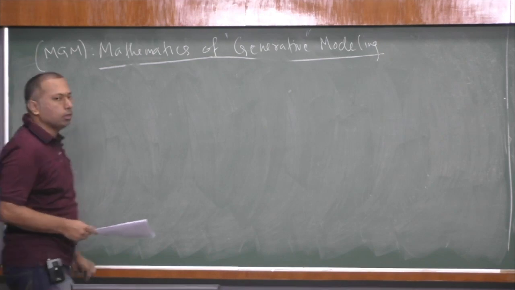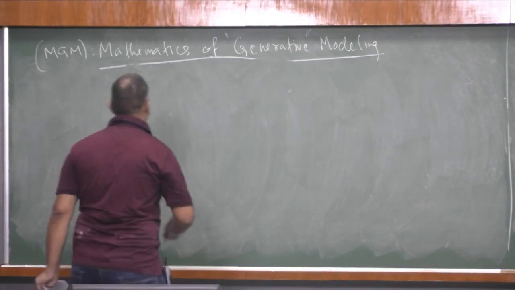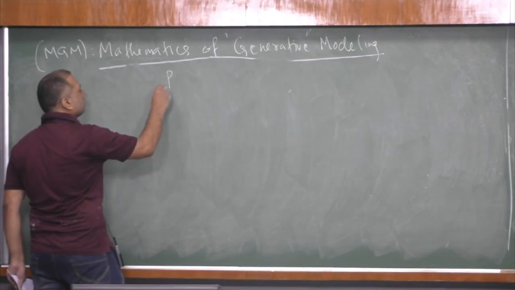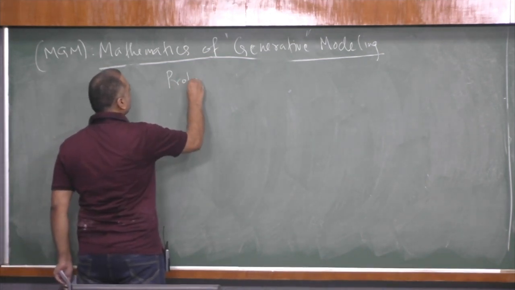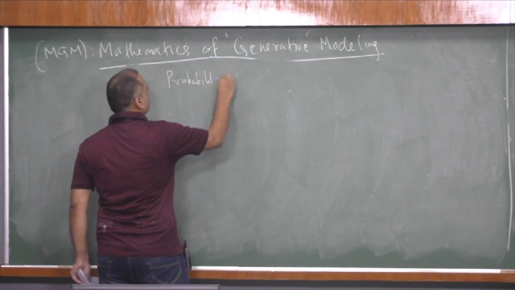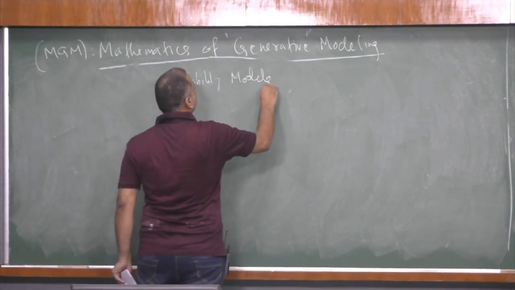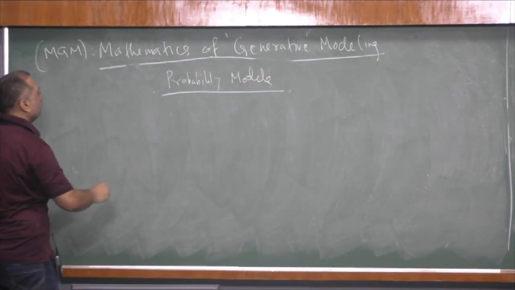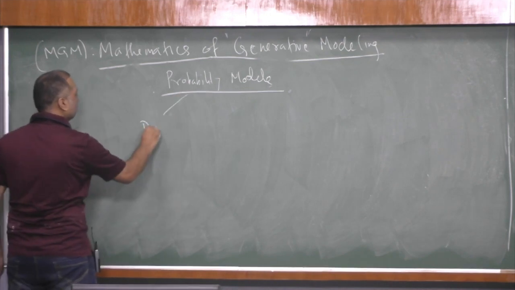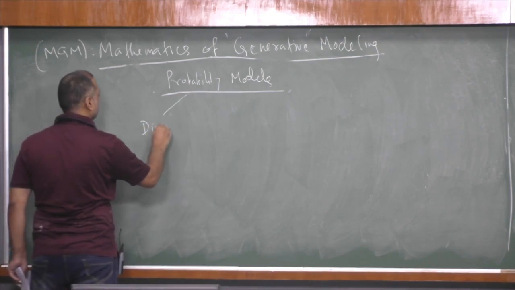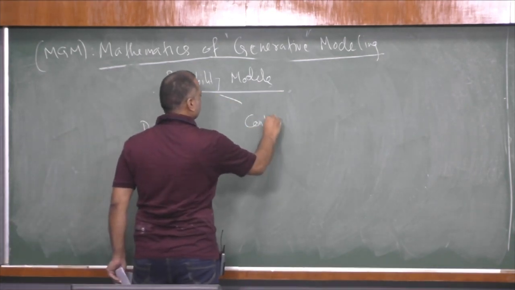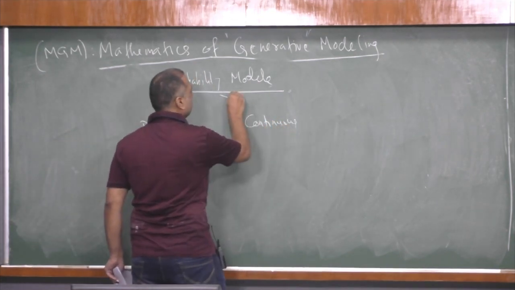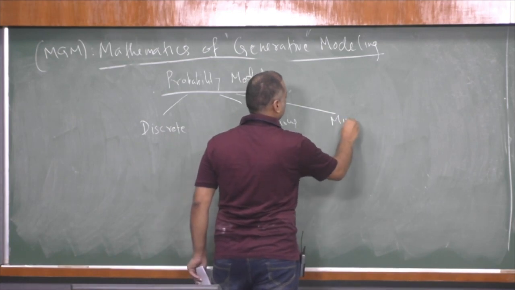So now when we go to probability, we have some branches here, maybe 3 branches, let's say. So probability models. Here we can think of 2 broad branches, discrete and continuous, and actually there is another branch called mixed.